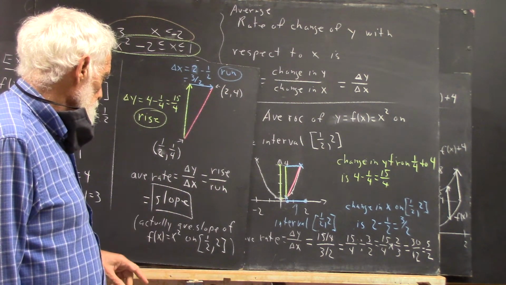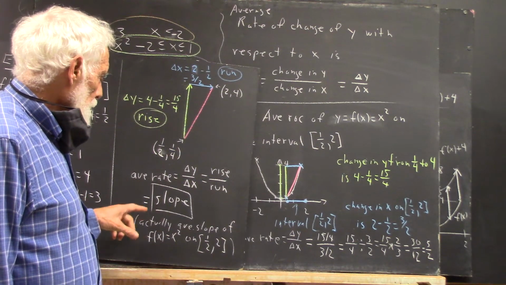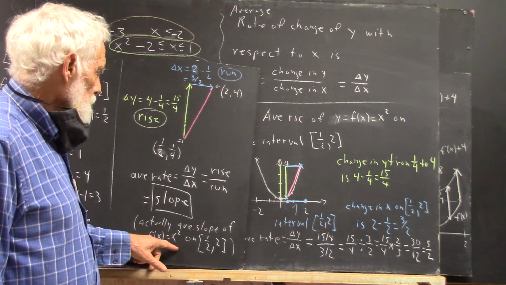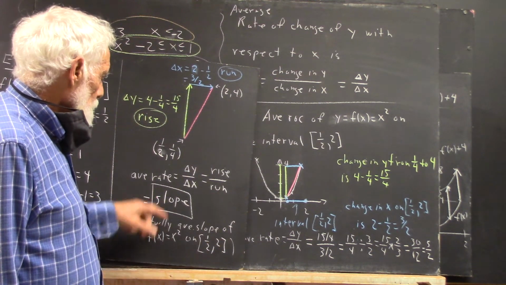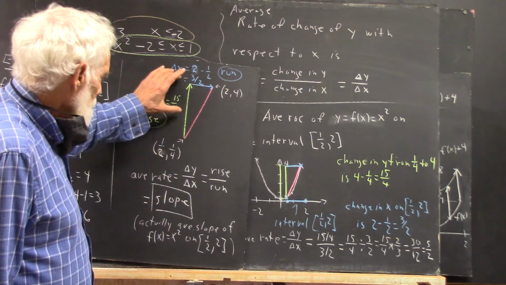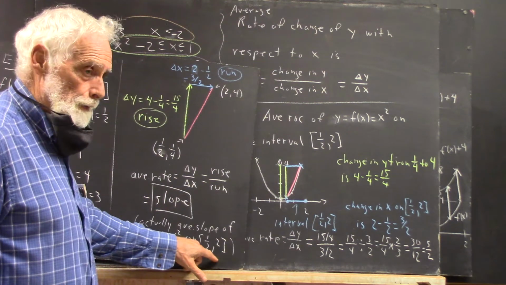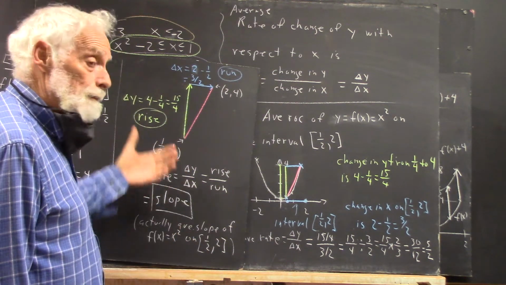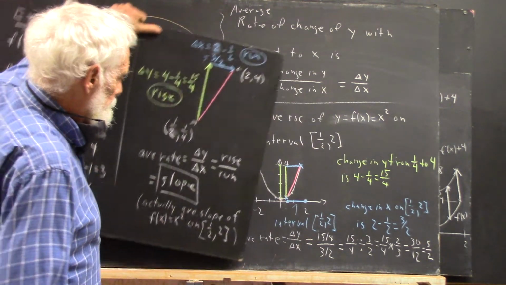So, what we want to actually say is the average slope of f of x equals x squared on 1/2, 2. Okay, we say slope. It's the slope in this case of f of x equals x squared on 1/2, 2. That's how we term it. That's how we refer to this situation.